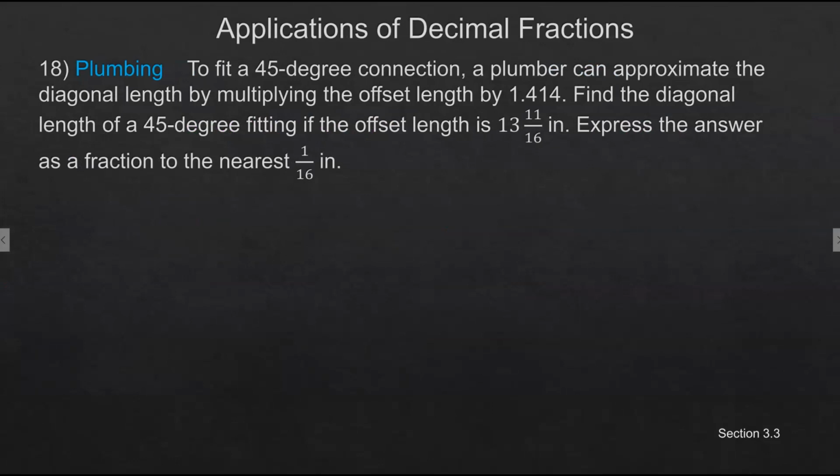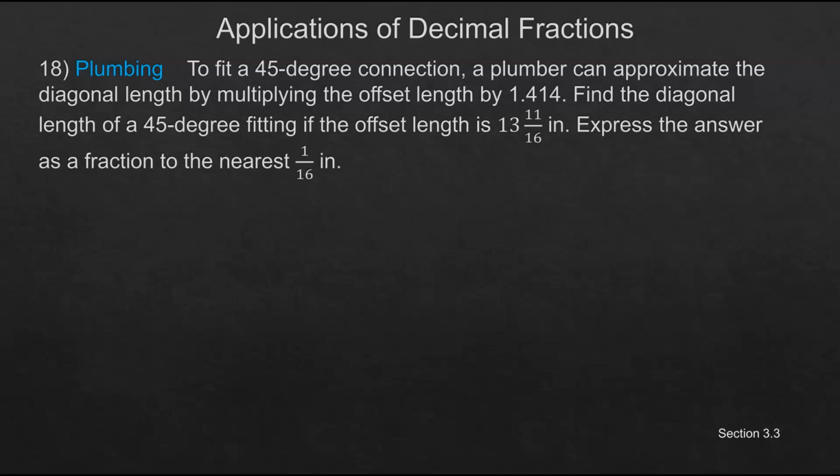We might have time to finish this one. We're going to fit a 45-degree connection. To fit a 45-degree connection, a plumber can approximate the diagonal length by multiplying the offset length by 1.414. Find the diagonal length of a 45-degree fitting if the offset length is 13 11/16 of an inch. Express the answer as a fraction to the nearest 1/16 of an inch. Okay, so that can get a little bit tricky on that.